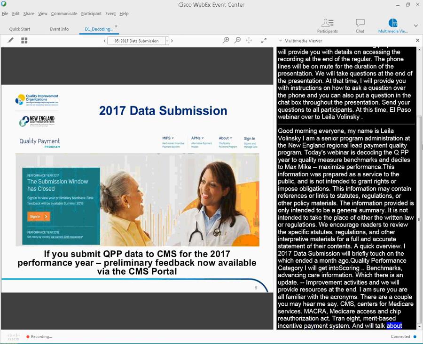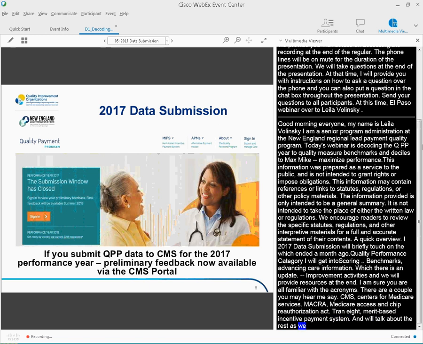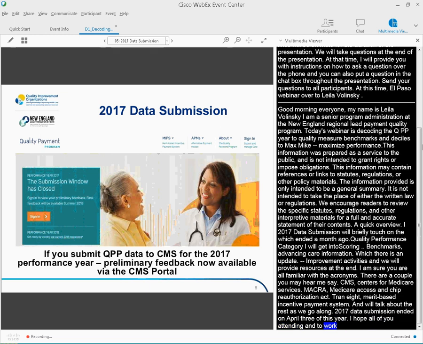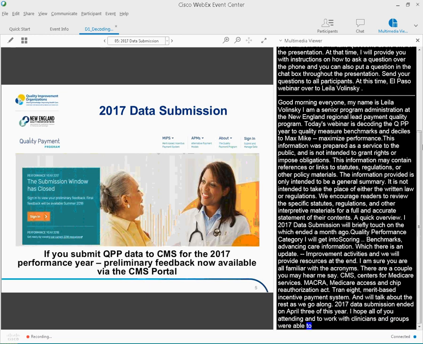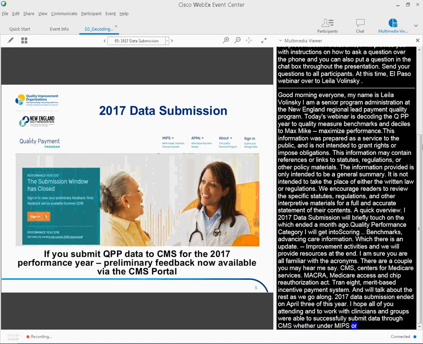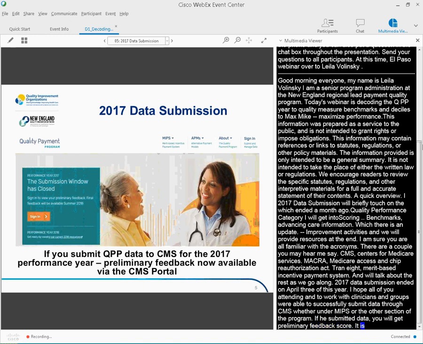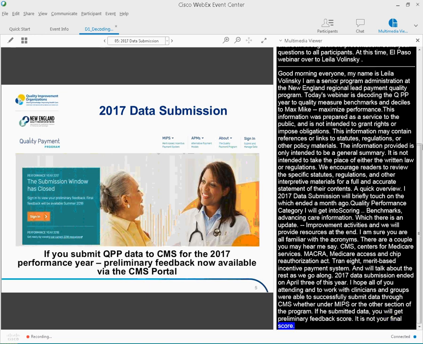So, 2017 data submission ended on April 3rd of this year. I hope that all of you attending and all of you that work with clinicians and groups were able to successfully submit data to CMS, whether you're under the MIPS portion of the program or the APM portion of the program. If you did submit data, you would be able to see a preliminary feedback score. Now, this isn't a final score, but CMS is doing some preliminary calculations. So if you log into the CMS portal, you can get that preliminary feedback now.